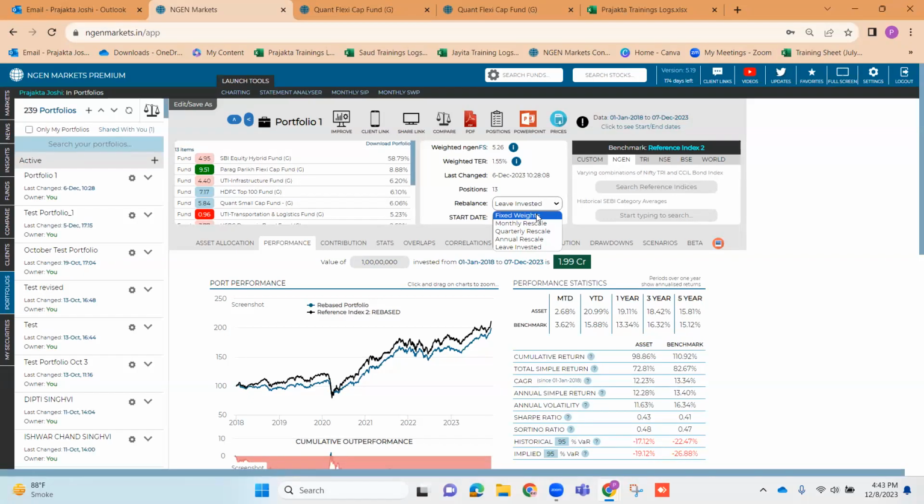So when we look at portfolios and rebalancing them, that's fine. But when we look at portfolios and putting them through SIPs, it's the same thing. You just look at the latest portfolio and you backtest it to see whether or not it's a good thing to invest in. Okay. So ideally, fixed weightage is the first preference, followed by leave invested. Absolutely. Thank you.